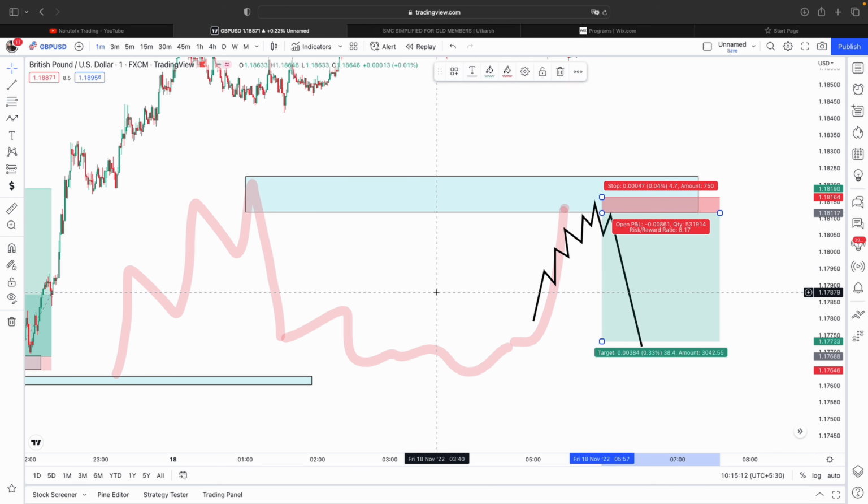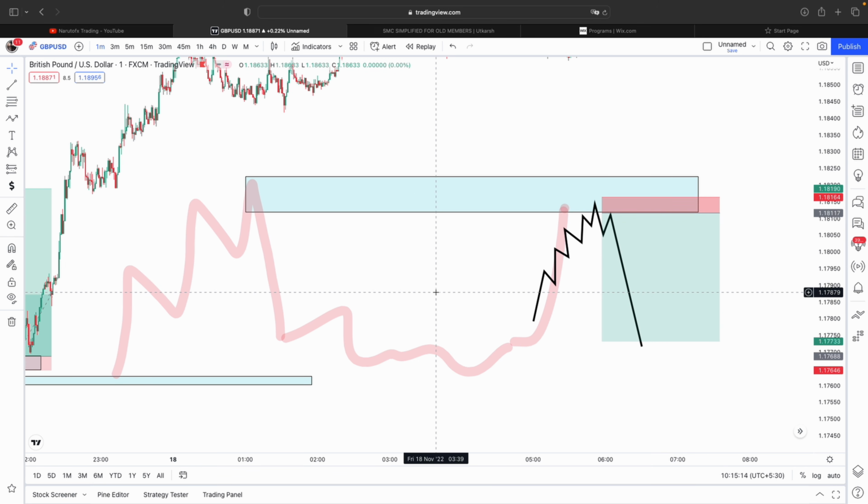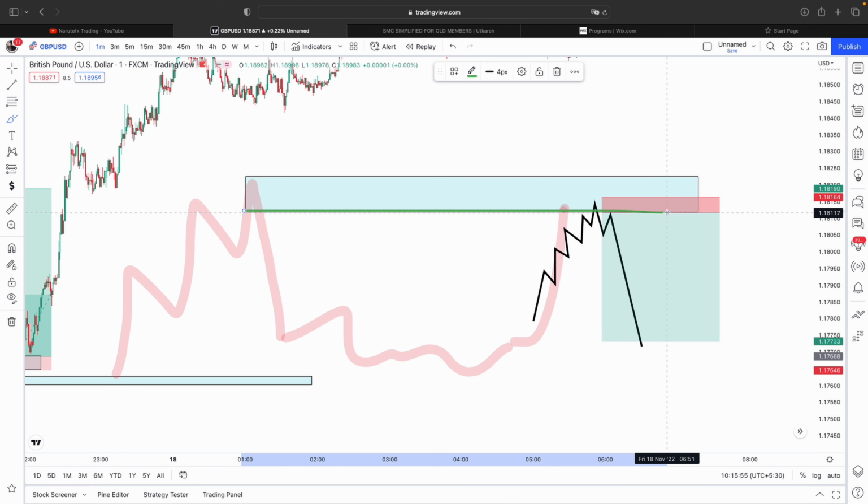So what is the benefit of confirmation entry? With confirmation entry, you are not risking your capital directly on the trade, because you are making sure that it's going in your direction. But in risk entry, you're directly risking your trade. Many people ask me how we will know which entry to choose, confirmation entry or risk entry.